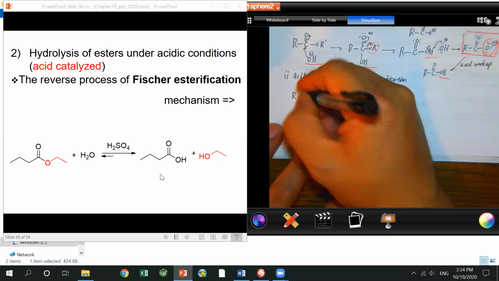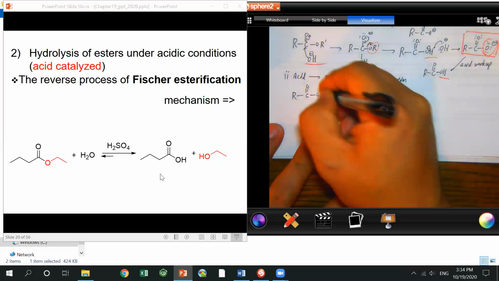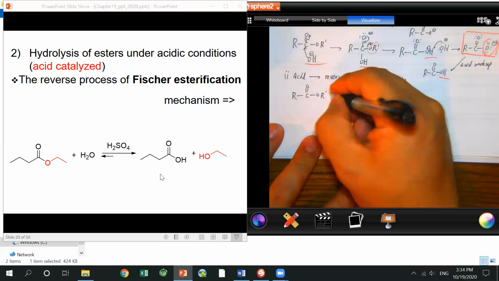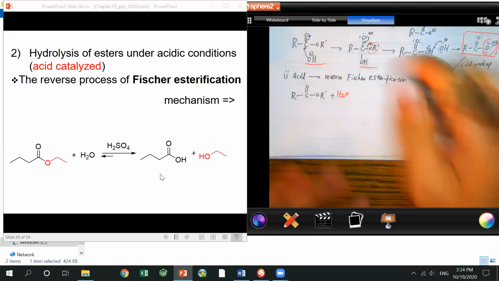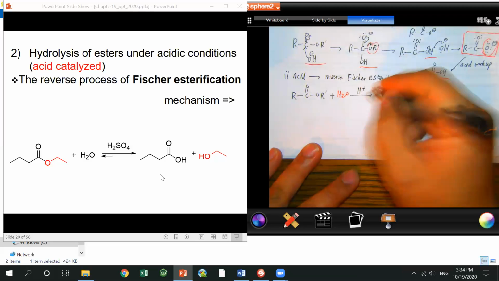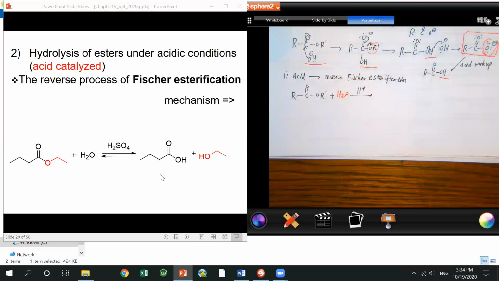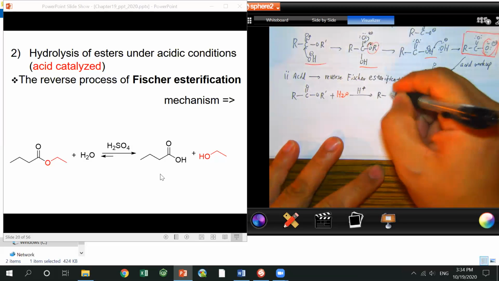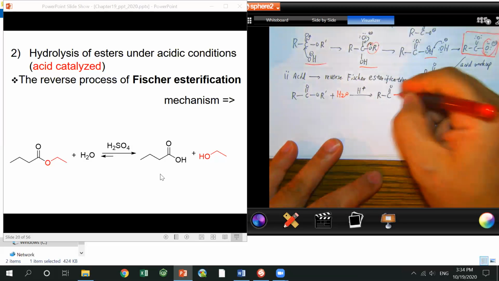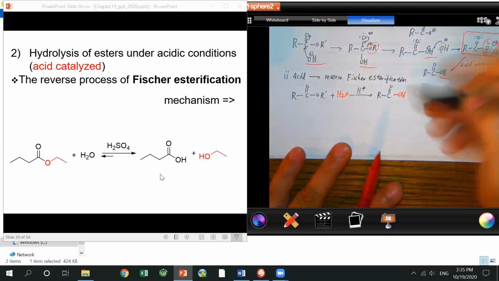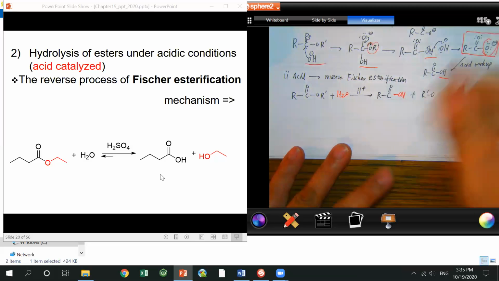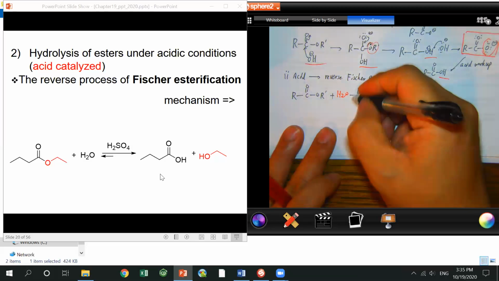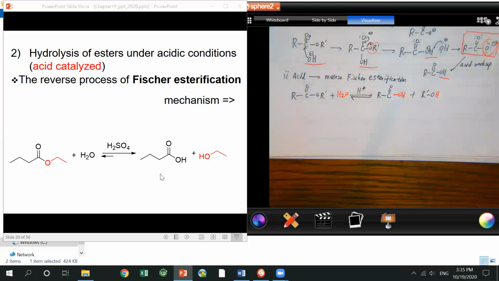So first, I'll draw the general reaction. The ester with water and some acid. This time it's only one step, so you don't need any workup. Once the reaction is done, you just get the carboxylic acid plus the alcohol. And this reaction is different from the basic condition. It's reversible, so you have to draw the double-headed arrow.